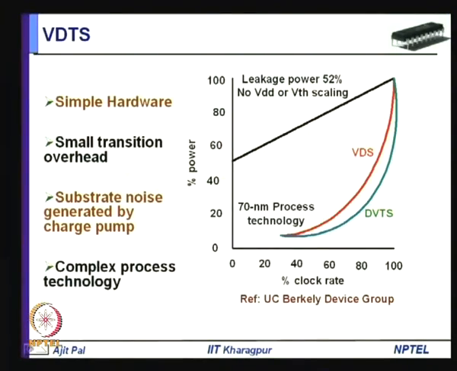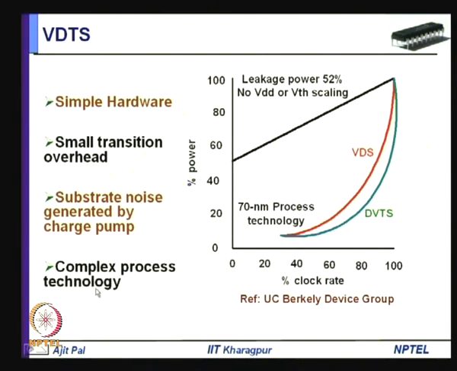As I told, the threshold voltage will be changed by using a technique known as charge pump, by which you will be changing the reverse body bias, and that actually leads to some kind of noise in the circuit known as substrate noise, because you are changing the substrate body biasing. So, this noise will be present whenever you use dynamic threshold voltage scaling. And also the process technology that will be used here is complex.